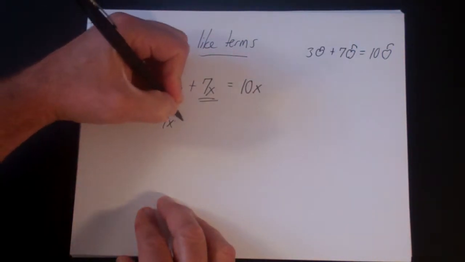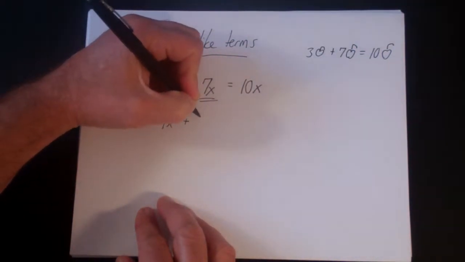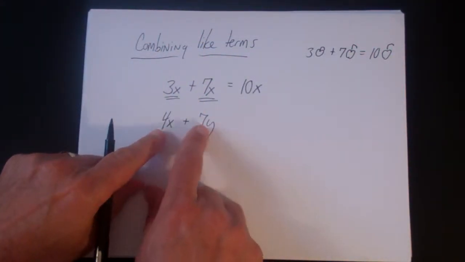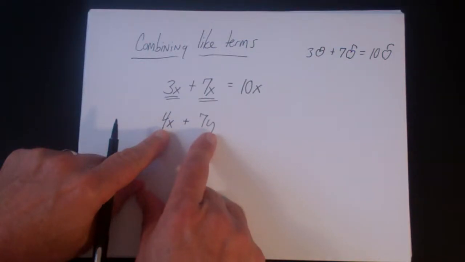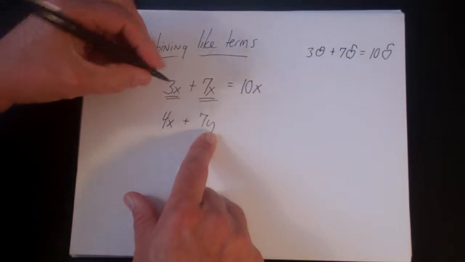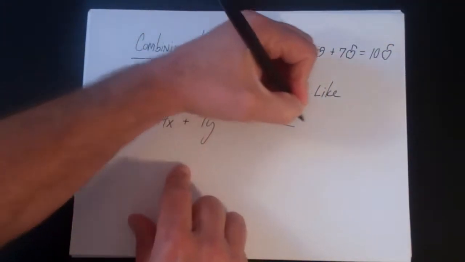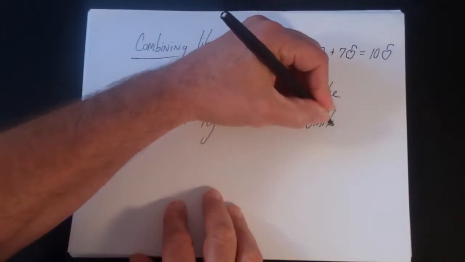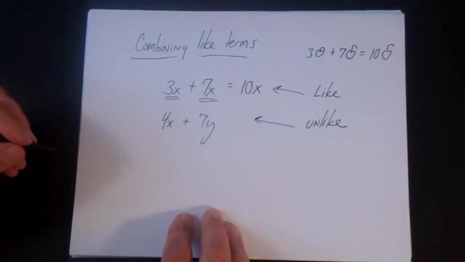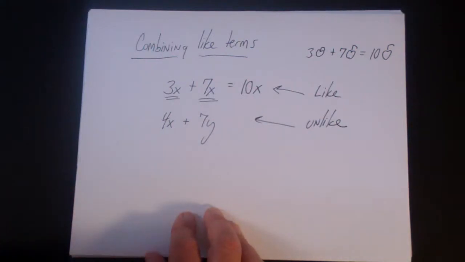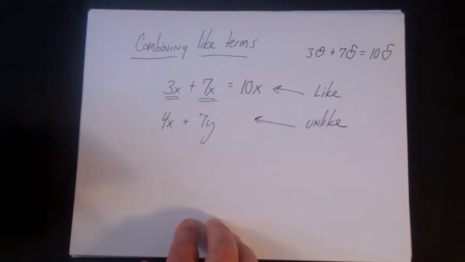Let's say we were going to go 4x plus 7y. Can we add 4x and 7y? Well, we can't, because 4x and 7y are not like terms. These are like terms; we say these are unlike. And the definition of like terms is fairly simple: two terms are like if they have exactly the same variables with exactly the same powers.